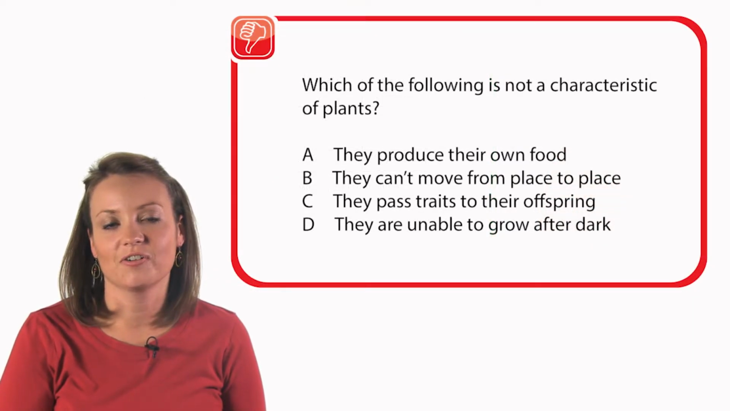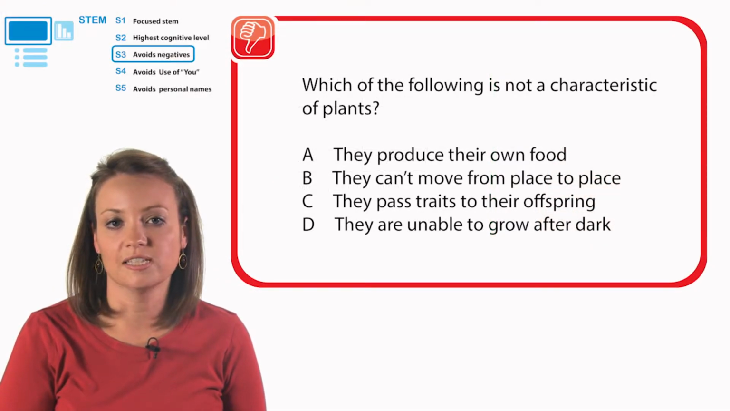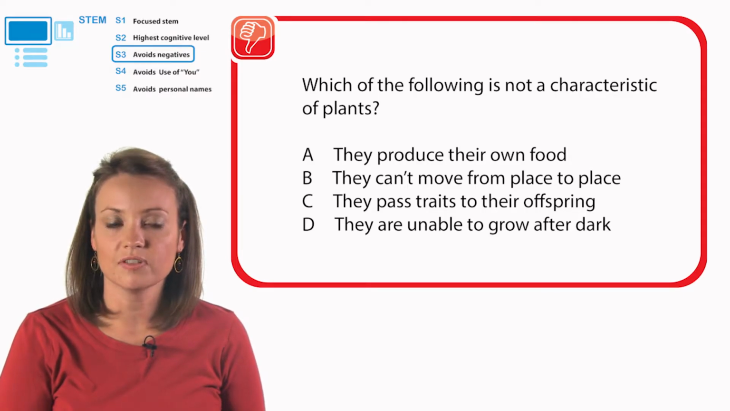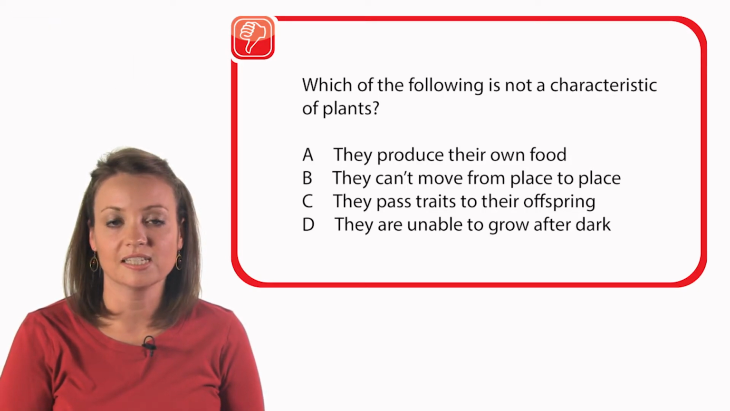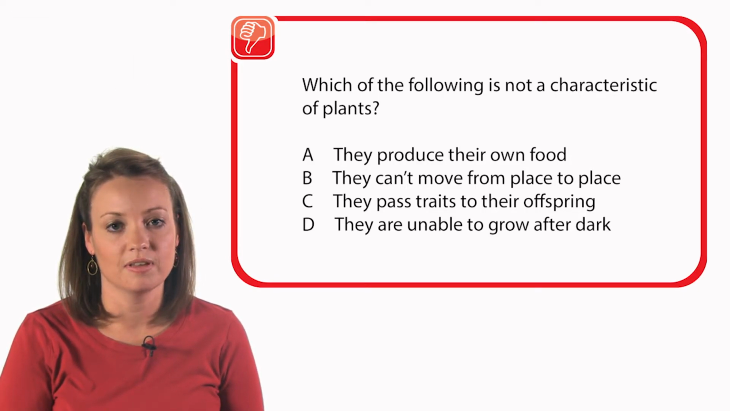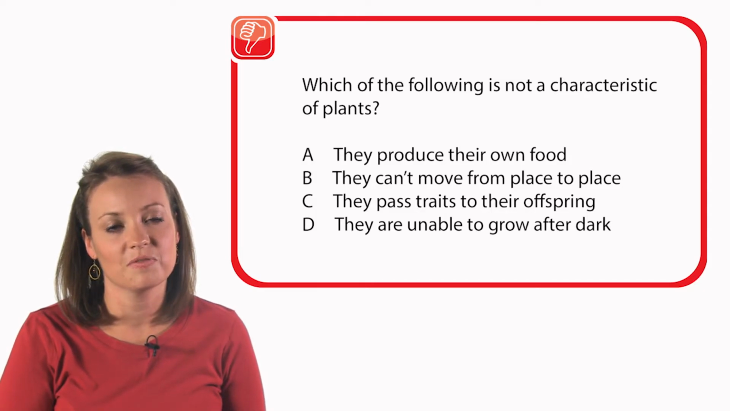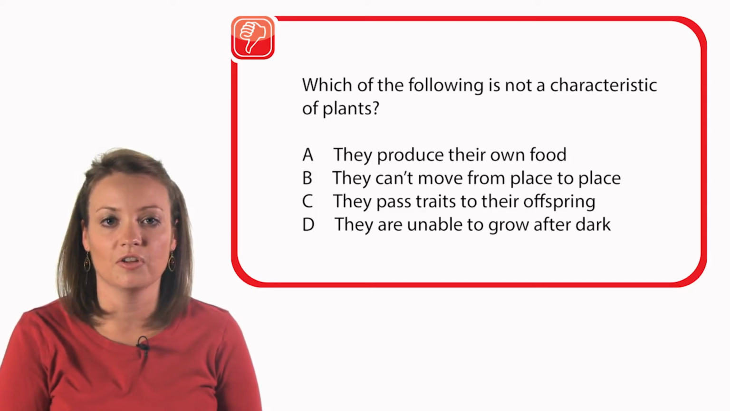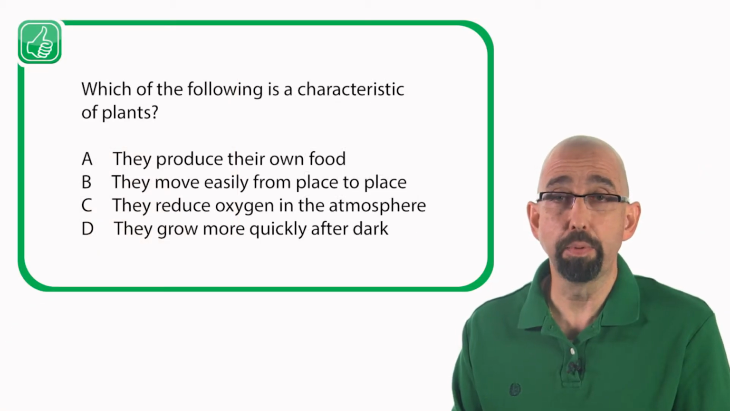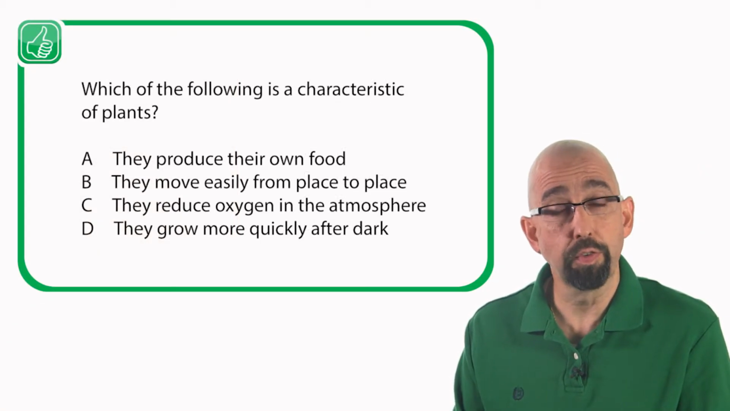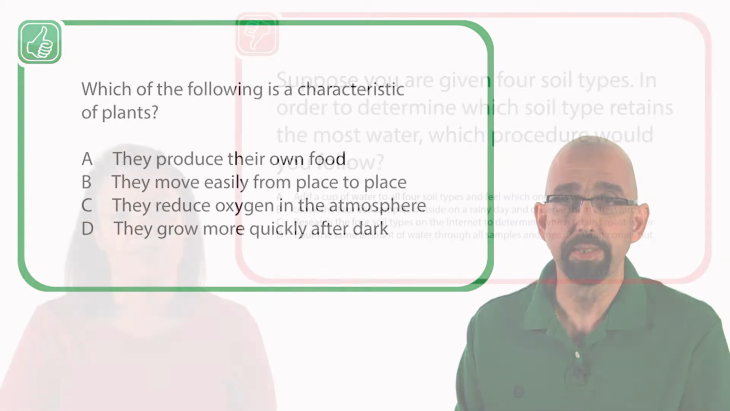This example fails at criterion S3, avoids negatives. The example is flawed because test takers might miss the word not in the STEM. They may be further confused by the presence of negatives in two of the other options. This example was improved by removing the negative from the STEM and changing the options.